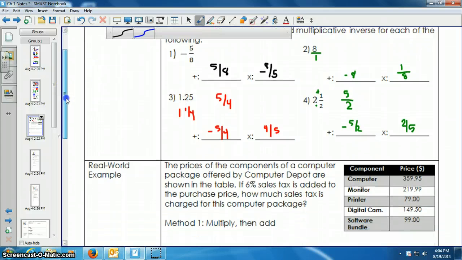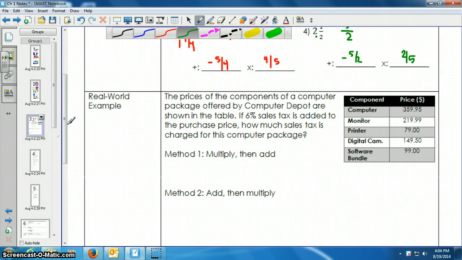All right, let's look at a real world example here. So we've got two different methods. The first method is to multiply then add. So what we're going to do is take 6% of each of these and then we'll add it together. So 359.95 times 0.06. Why 0.06? Well, 6%, we have to change that to a decimal. So 6%, I move the decimal place 2 places to the left, and it's 0.06 that I'm actually multiplying by. So working our way through to 19.99 times 0.06, and so forth.